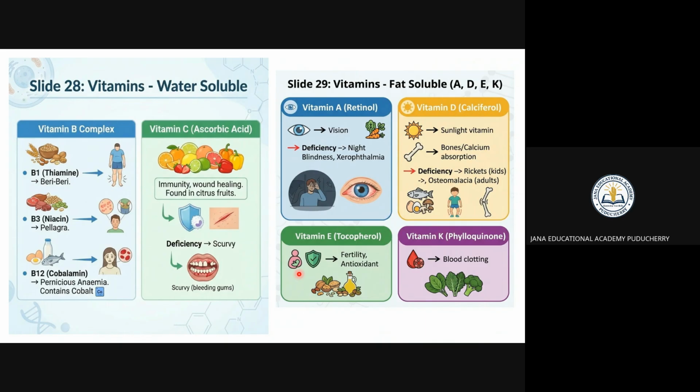Vitamin E is for giving birth to the child, right? That is fertility, so there is a problem in fertility when there is a deficiency. That is fertility and antioxidant, right? That is vitamin E, tocopherol.